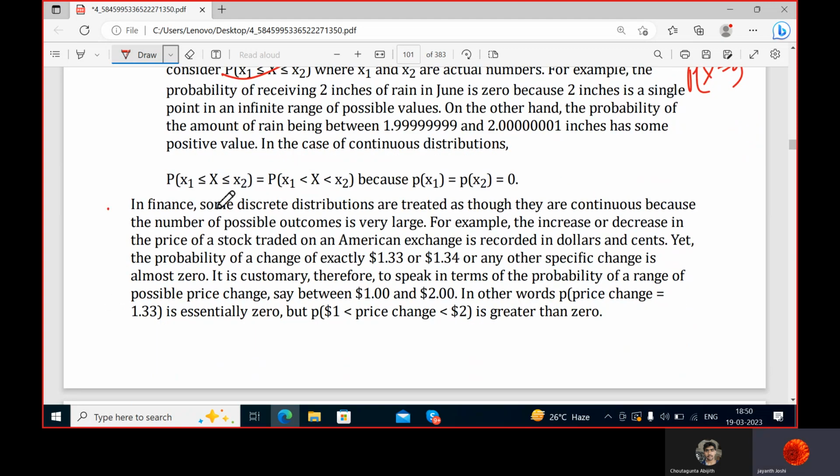So in finance, some discrete distributions are treated as though they are continuous because the number of possible outcomes is very large. Let us see this example, which will help us understand. The increase or decrease in the price of a stock traded on an American exchange is recorded in dollars and cents, correct? Yet the probability of a change of exactly 1.33 or 1.44, which come in decimal values, or any other specific change, is almost 0.